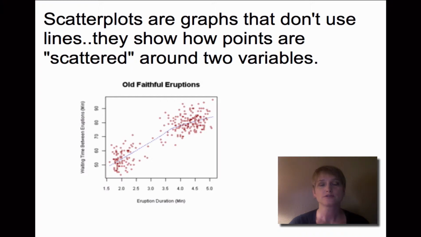So for example, this graph here shows Old Faithful eruptions. Down at the bottom on the x-axis you'll see that it has how long the eruption lasted. And then over on the left-hand side, on the y-axis, you'll see that it shows the wait time between the eruptions. So this graph is trying to relate the eruption duration to the wait time between eruptions.